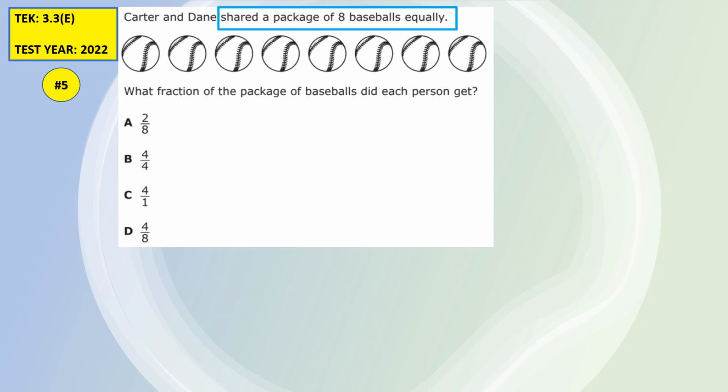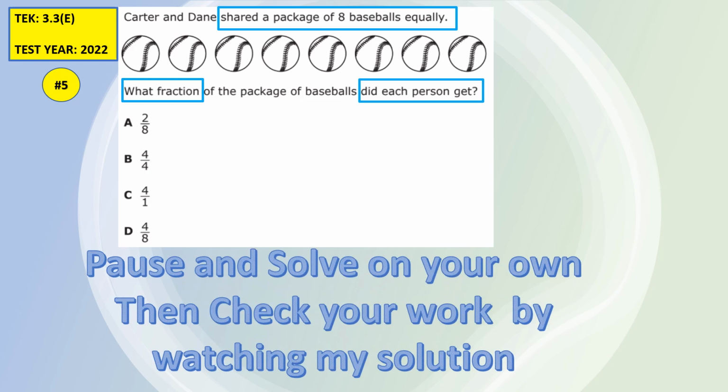Now remember, they're sharing a package of 8 baseballs equally. It's 2 people, Carter and Dane, and they're sharing 8 baseballs equally. You're trying to figure out what fraction each person would get. What fraction will Carter get? What fraction will Dane get? Pause the video and solve on your own. Then check your work by watching my solution.